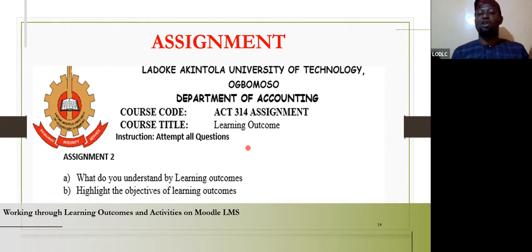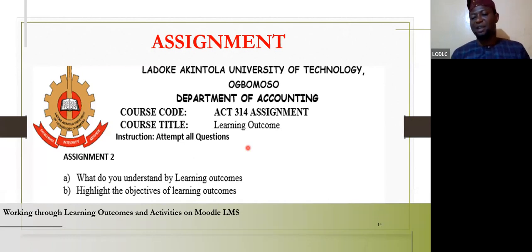Instruction: attempt all questions. Students are expected to read the instructions for all the types of assignment given to them. Instructions are very, very germane and very, very important. This instruction says attempt all questions. Students are expected to attempt all the questions, to lay their hands on all the questions.